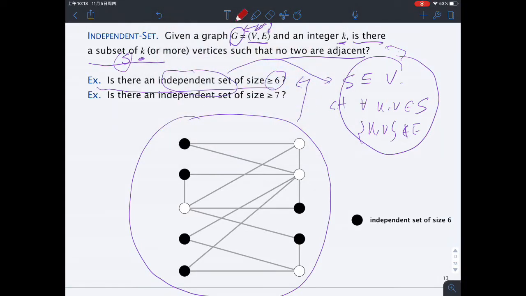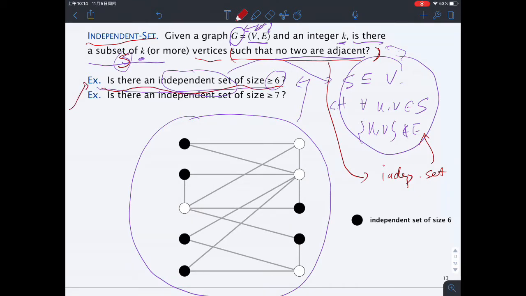Let me annotate this text a little bit. If we have a subset S of vertices such that no two vertices are adjacent, this set is called an independent set. This is also the mathematical definition. The independent set question is literally asking whether we can find an independent set of size k. So this is the first concrete question: can we find an independent set of size 6?